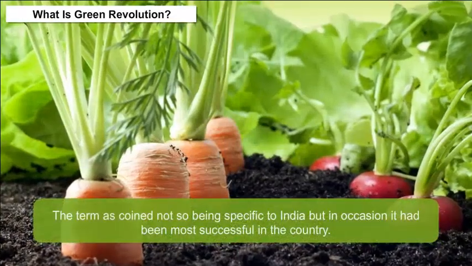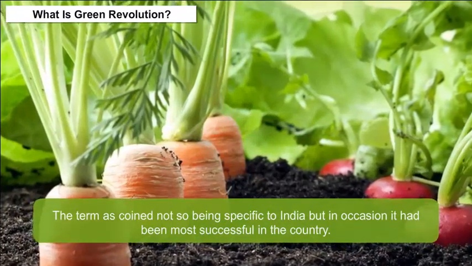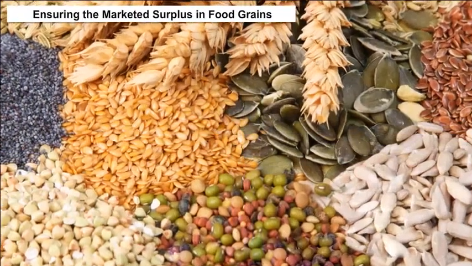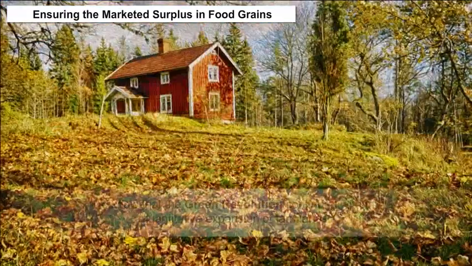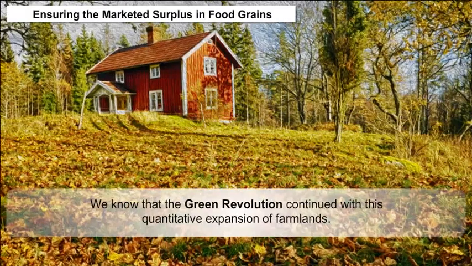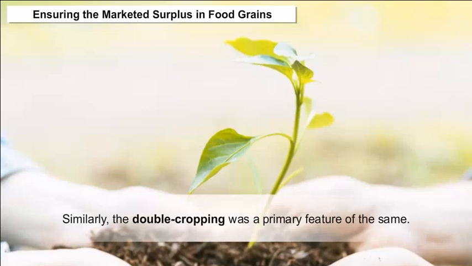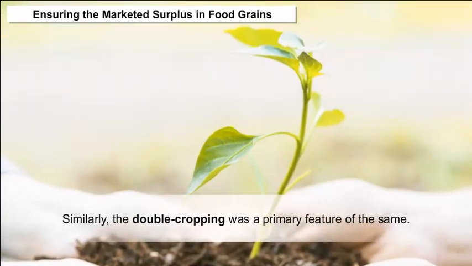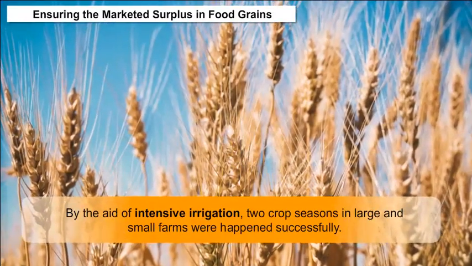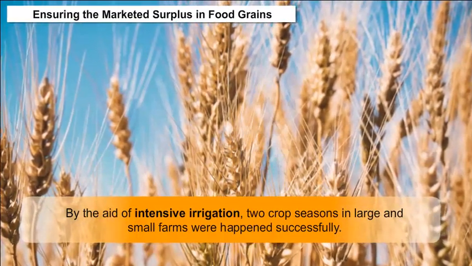The term was not coined specifically for India, but on occasion it has been most successful in the country, ensuring the marketed surplus in food grains. We know that the Green Revolution continued with a quantitative expansion of farmlands. Similarly, double cropping was a primary feature of the same. By the aid of intensive irrigation, two crop seasons in large and small farms were carried out successfully.